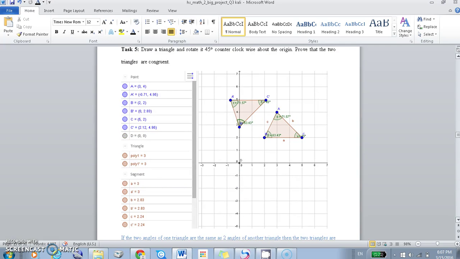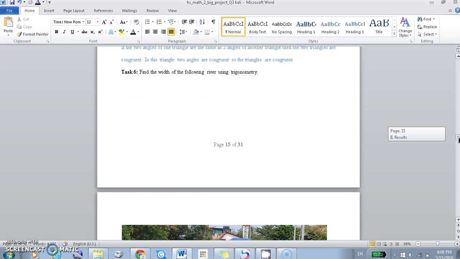In task 5, we have to rotate the triangle by 45 degrees counterclockwise. So we know this is the same thing as task 4. For example, these two are congruent because two of the angles of both of them are the same. So actually all three of them are the same, so it means that these two triangles are congruent.